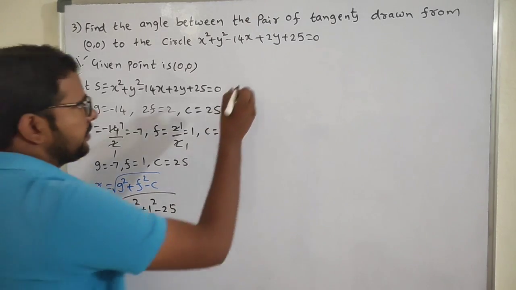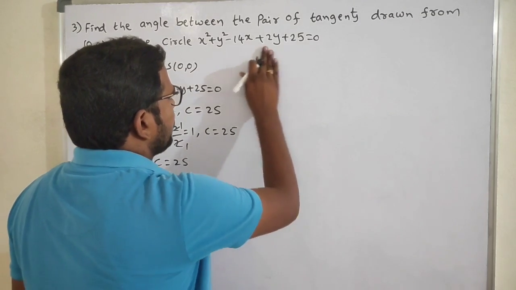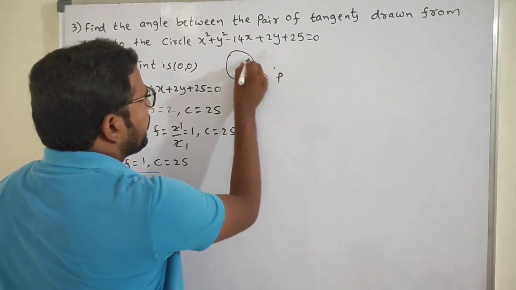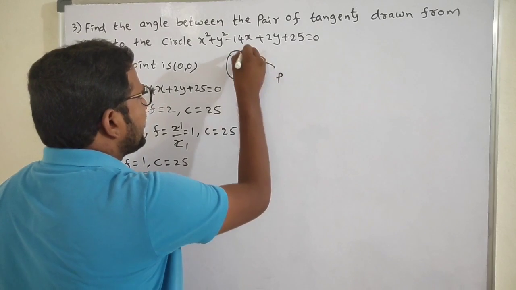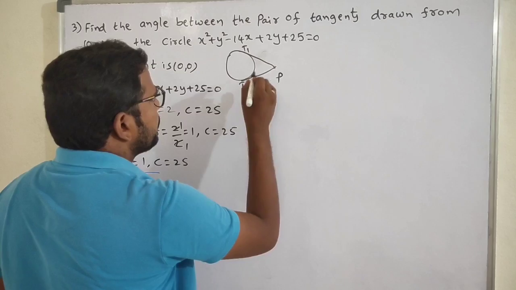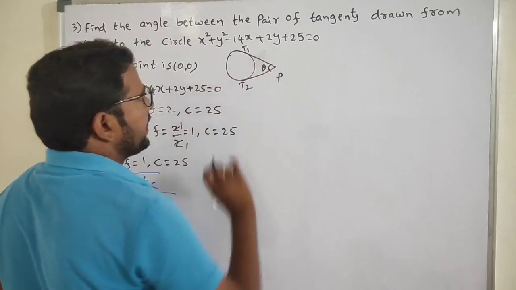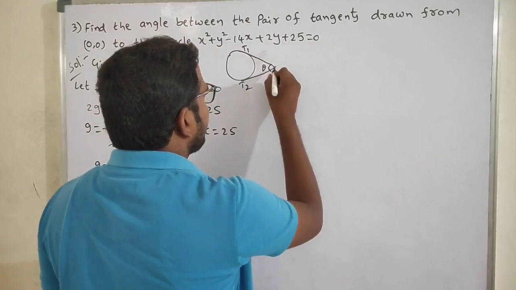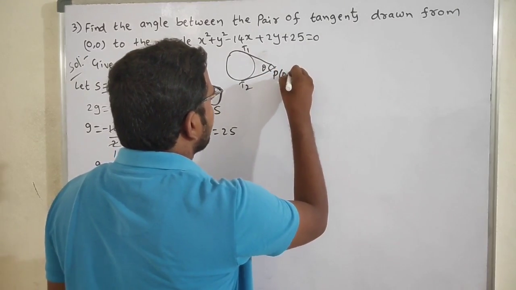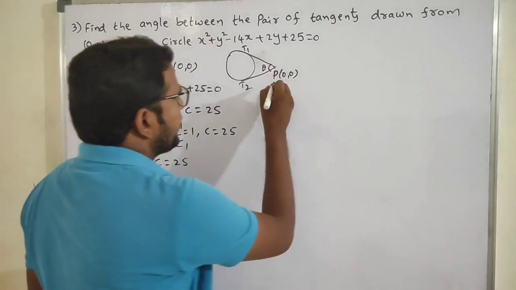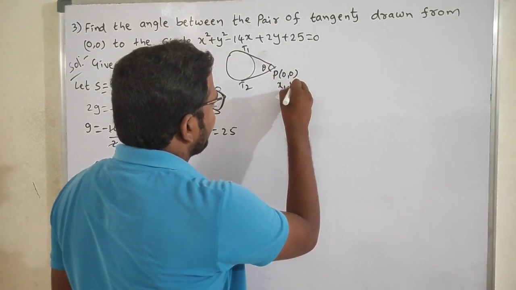Next, find S11. This is the given circle, and this is the point P. From this P we are drawing tangents. One tangent touches at T1, and this is another tangent touching at T2. Let theta be the angle between the two tangents. The given point is P, which is 0, 0. Take this as x1, this as y1.